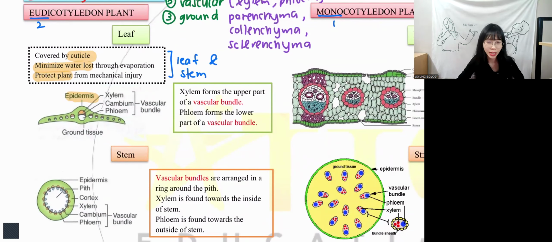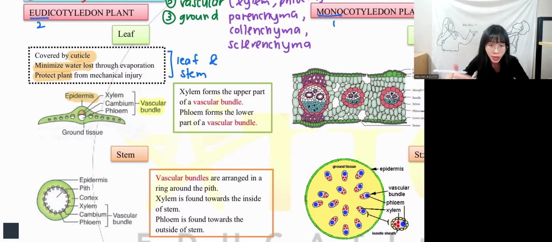Okay, for leaf, the xylem is located on top part. Phloem is at the bottom. In the middle, we have a thing called cambium. What is a cambium? We have learned cambium is to form xylem and phloem because it is a vascular bundle, right? Vascular has to be related to xylem and phloem. So vascular bundle is in the leaf.